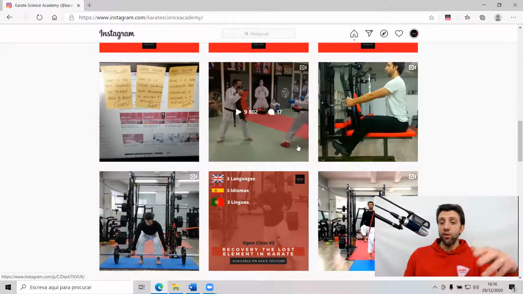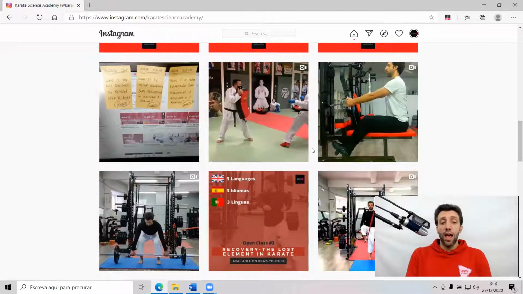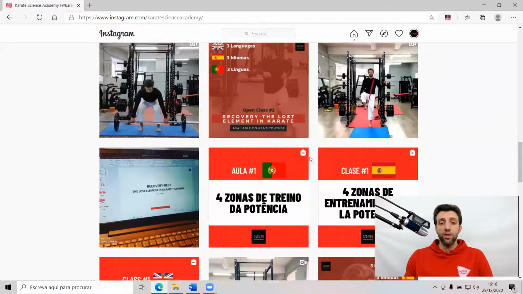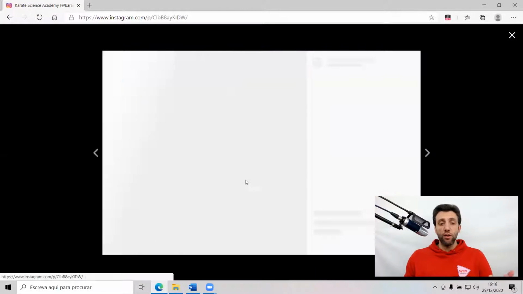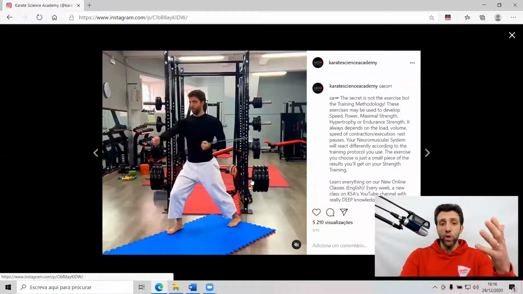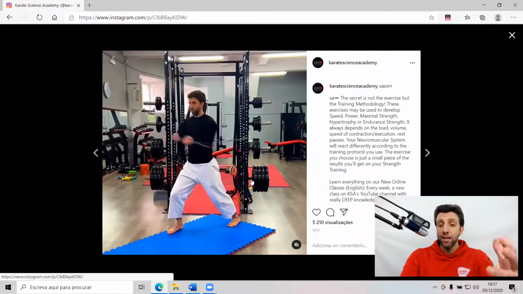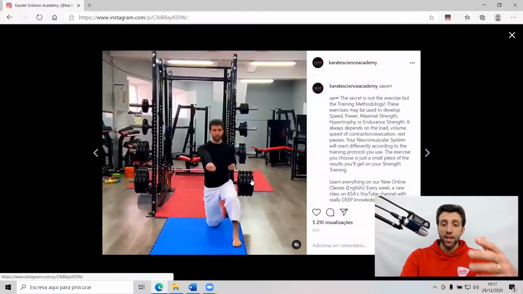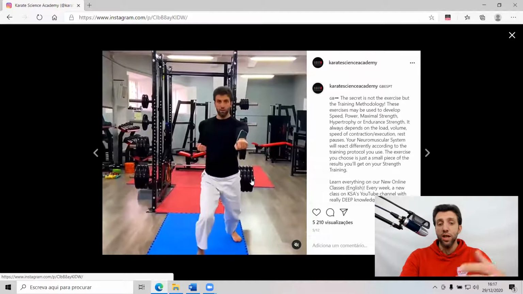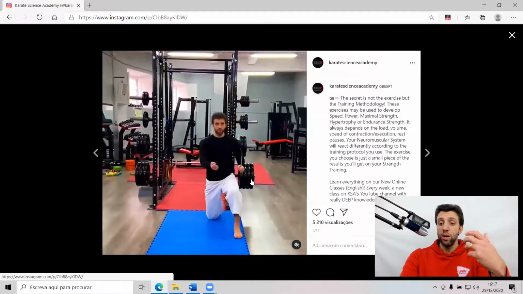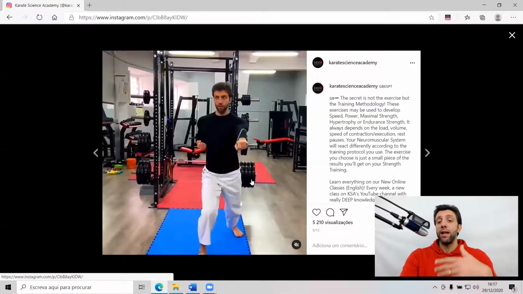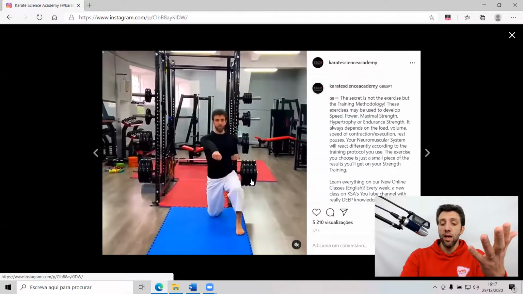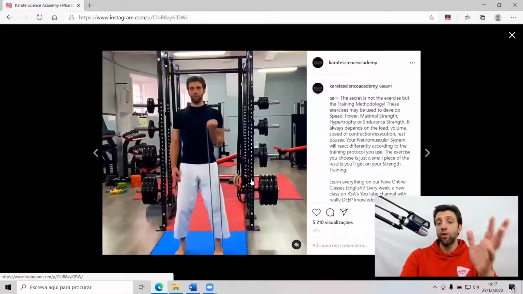You can find several examples of good exercises that are going to have a good transfer to Kumite or Kata techniques. For example, I have this one here. This exercise with a rubber band is exactly a Gyakutsuki. So if I can add the proper load to develop power, reactive strength, speed, and explosive strength, I just grab the movement, grab the equipment, and apply the right protocol for the goal I have.